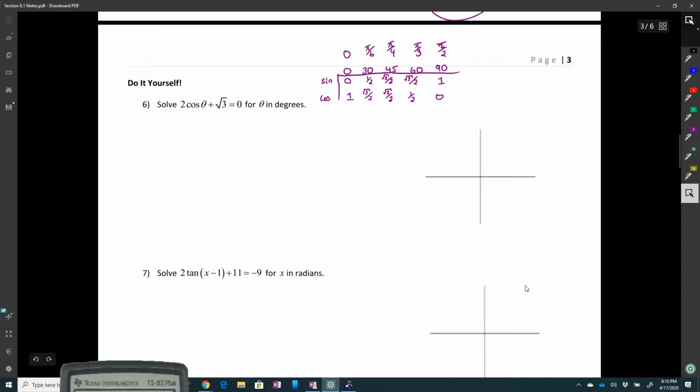Hey everybody. So let's see if you did these right. As an added bonus, I'm kind of trying them for the first time myself, so let's see how this goes. Alright, so we have our little table of values to help us out.